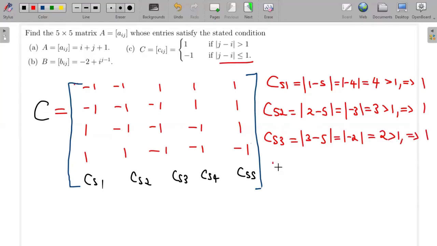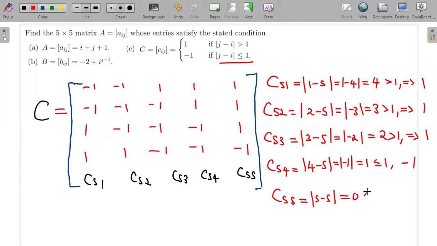Okay, the next one is C54. So this one will be 4 minus 5, which will be the modulus of minus 1, which will just be 1, which is less than or equal to 1. So the answer here is minus 1. The last one will be C55, which is equals to the modulus of 5 minus 5, which will just be 0. 0 is less than or equal to 1, so the answer there is what? Minus 1.